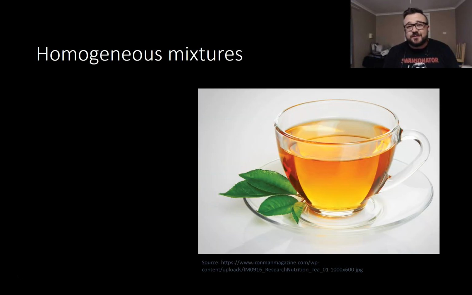And here we are with homogeneous mixtures. That's our first one. We've got a cup of tea here. It's not my usual jam, but you know, I'm much more of a coffee kind of guy. You can tell by the way I speak, super flat out and annoying.